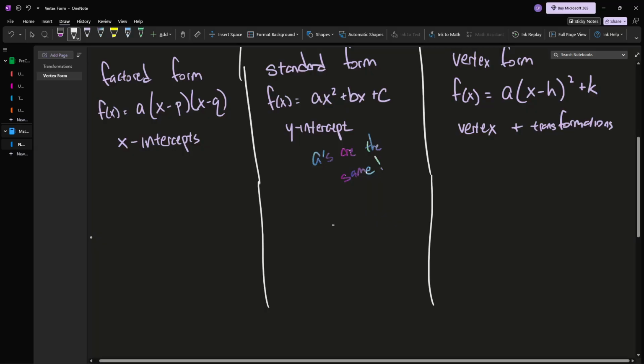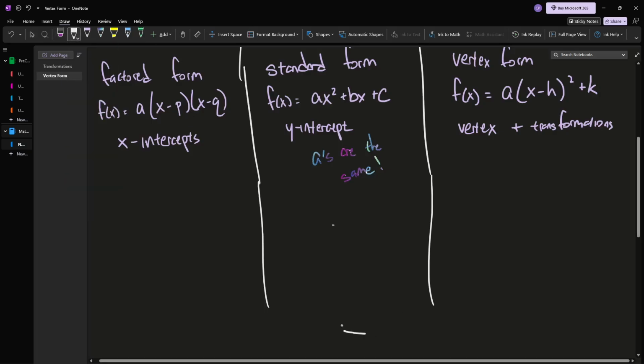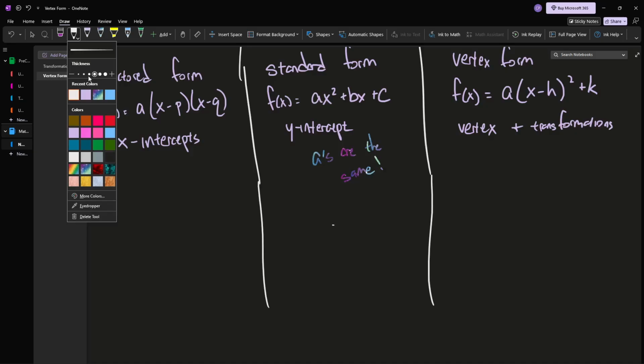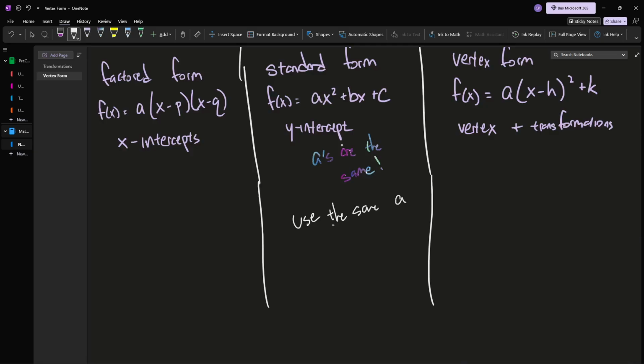What happened to this? That's a bit weird. Let me change it like that. We use the same a. But next up, we need a vertex.